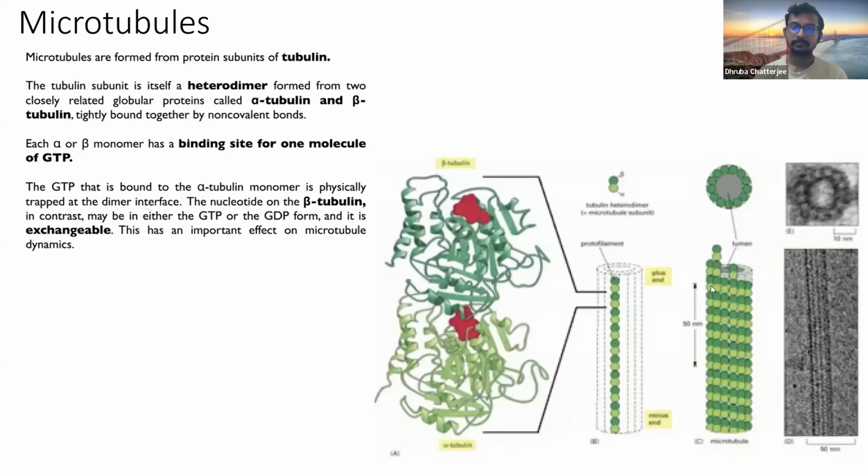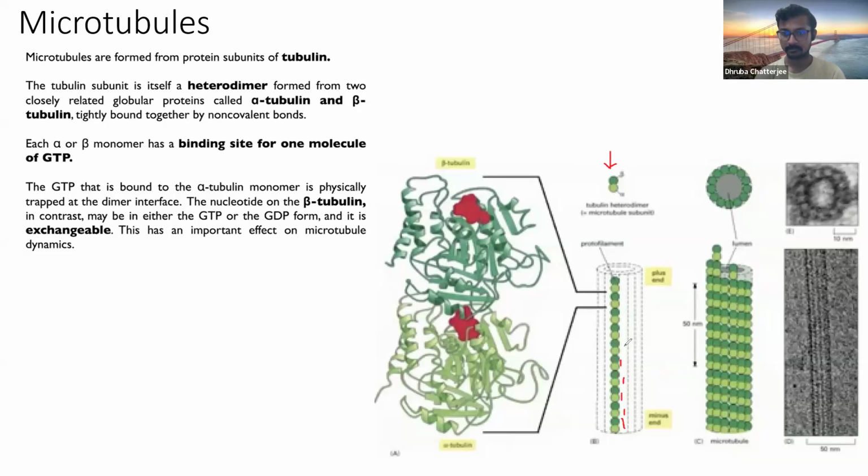So let's see the polymerization or assembly of heterodimers of alpha tubulin and beta tubulin first. First you have the tubulin heterodimer, which is your most functional subunit. Then these heterodimers join in a head to tail manner. This is one dimer, this is one dimer, this is one dimer.